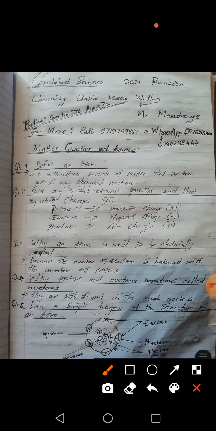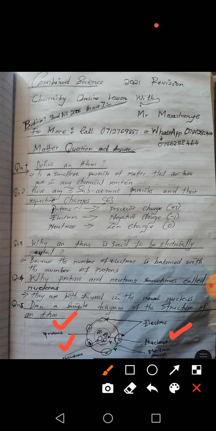As you can see, we have this part which is called the nucleus, and inside the nucleus there are protons and neutrons. This is the structure of an atom. Protons and neutrons are both found in the nucleus. And because of that, some scientists call protons and neutrons nucleons.